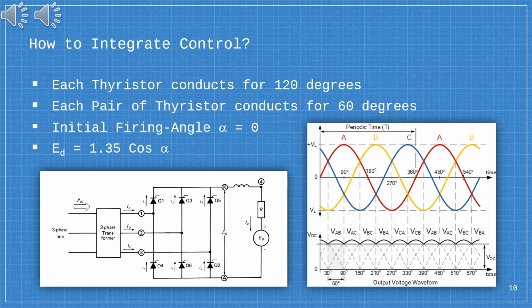At maximum capacity, we say that the firing angle of the thyristors is zero. And as we gradually increase this firing angle, what happens is that we see a drop in our output voltage.